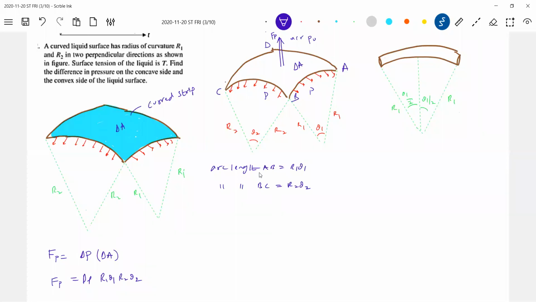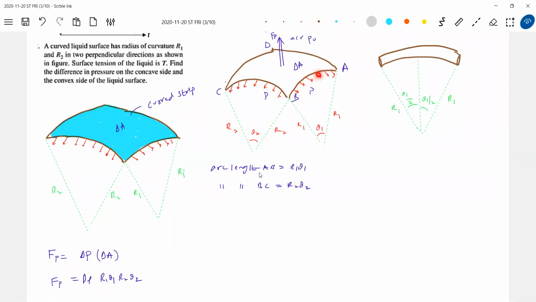Now, who will balance this pressure force? This pressure force should be balanced by somebody, you know. That should be balanced by the force due to surface tension. The net force due to surface tension should act downward. So can you show the force due to surface tension? Yes, you can see the component of this force along the y-axis.